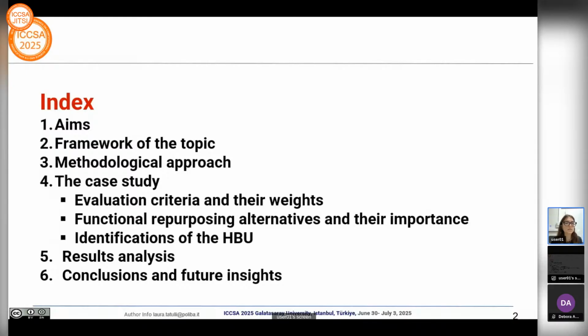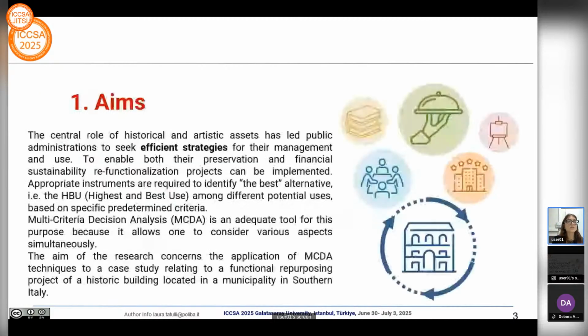In particular, we will focus on the evaluation criteria and their weights, the functional reproposing alternatives and their importance, the identification of the highest and best use, the results analysis, and in the end, the conclusions and the future insights. So the central role of historical and touristic assets has led the public administration to seek adequate and efficient strategies to manage and use this kind of assets.